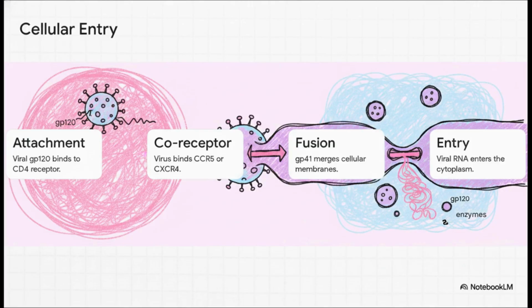First up, attachment. The viral GP120 binds directly to the host's CD4 receptor. Second is co-receptor binding, where the virus binds to a secondary lock, usually CCR5 or CXCR4. Third, fusion. Here, the GP41 protein acts up, physically mediating the merging of the viral and cellular membranes. And finally, step 4, entry. The membranes open wide, and the virus dumps its payload, its viral RNA and enzymes, straight into the cell's cytoplasm. The alarm hasn't even triggered, but the intruder is officially in.